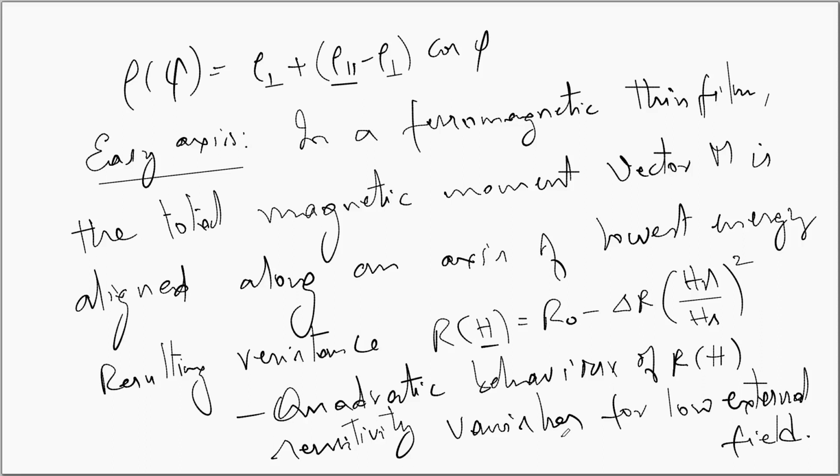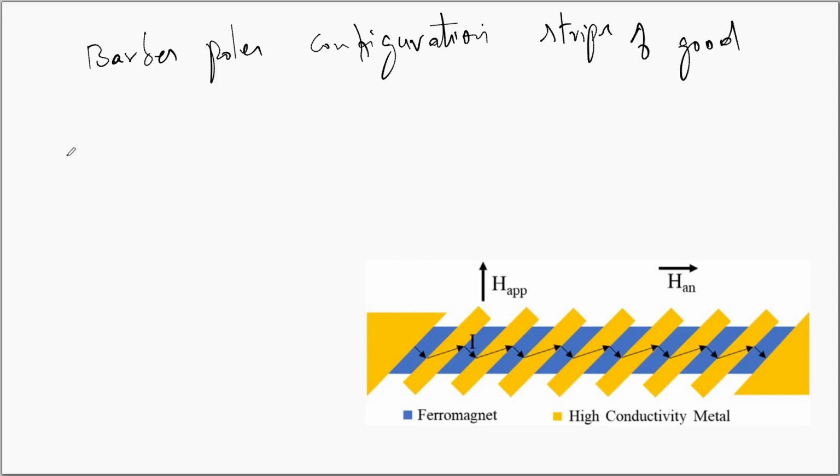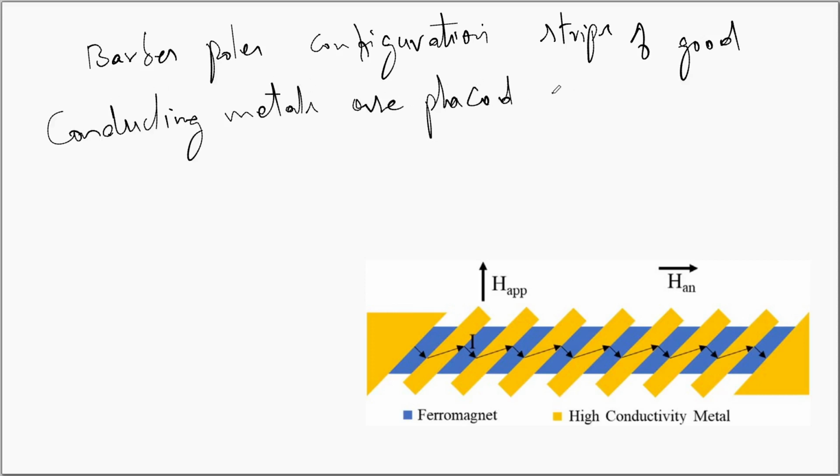To achieve linear sensitivity for the anisotropic magnetoresistor based sensors, one popular model exists. The popular model is called Barber poles. The Barber poles configuration can rotate the current and will give rise to linearity for the sensitivity of the sensor. This configuration will have strips of good conducting metals placed between strips of magnetoresistive material with lower conductivity.